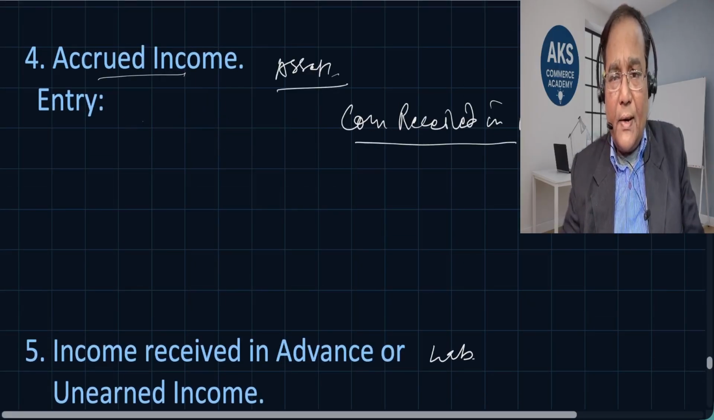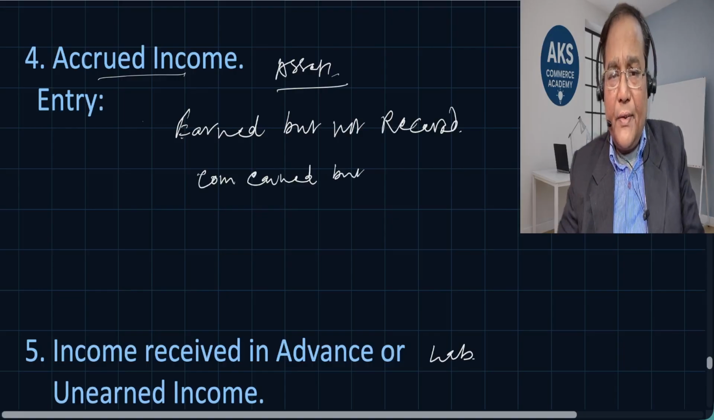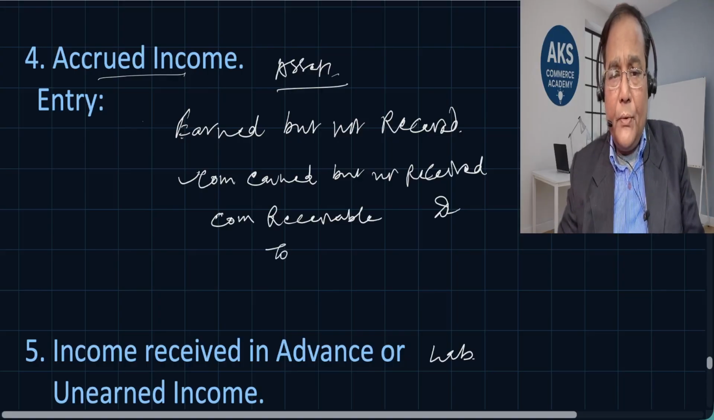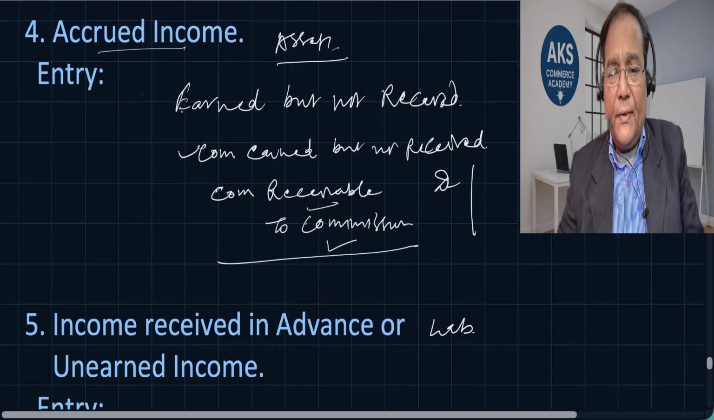So let us clarify earned but not received. What is the entry that we are going to pass? Commission earned but not received: maybe a situation where we have earned commission but not yet received it. So commission receivable is debited. This is earned but not yet received, receivable, and since this is an income, commission is credited.